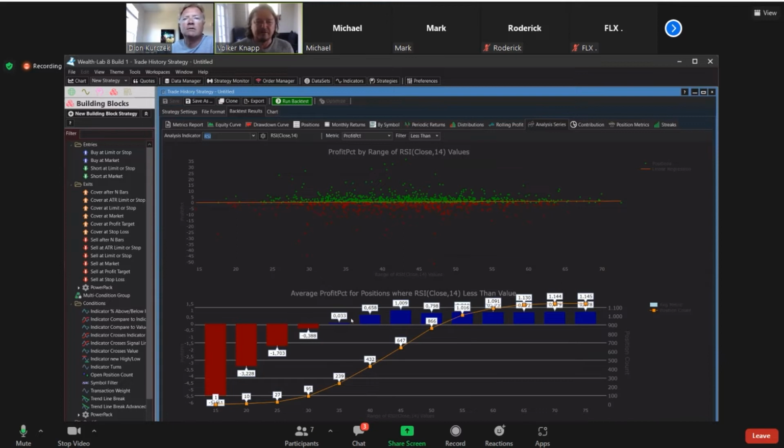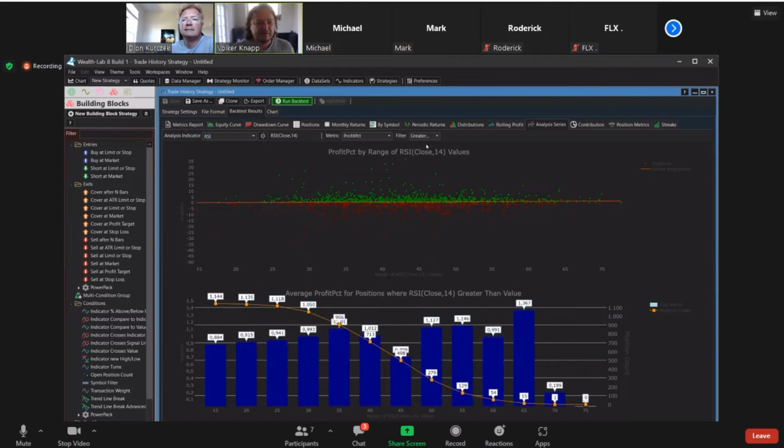So we can change the less than to greater than. Here you go. You can see that in the beginning, if you do apply that, the average profit does kind of creep up little by little.